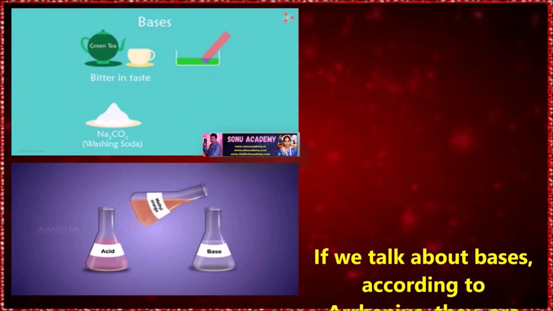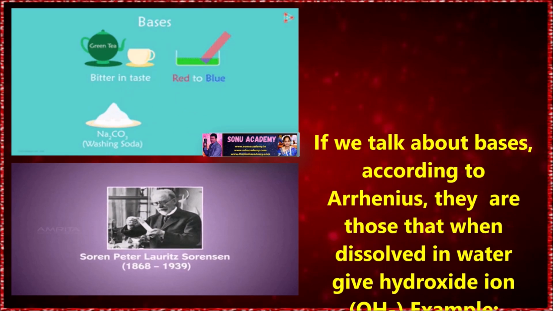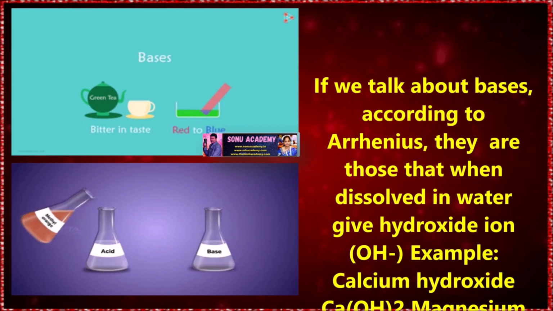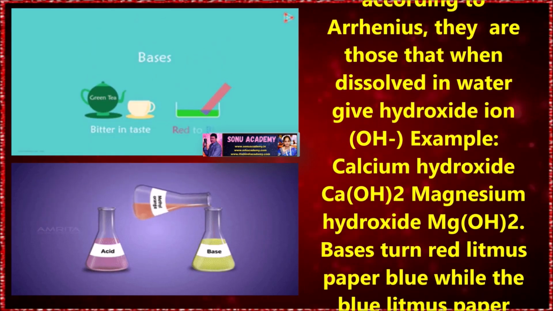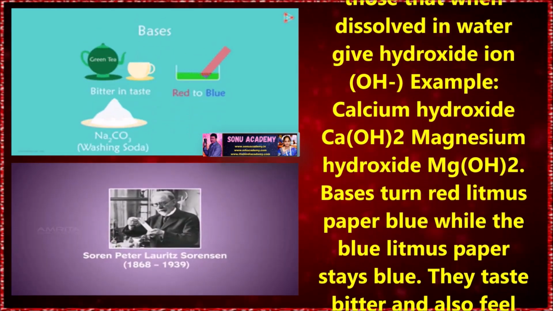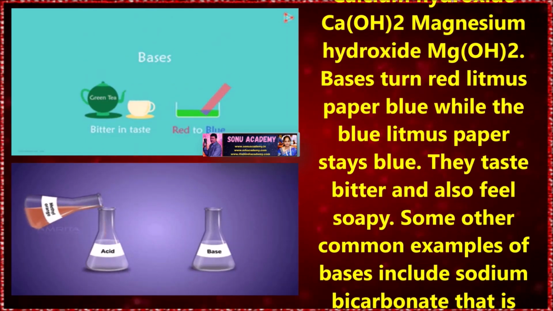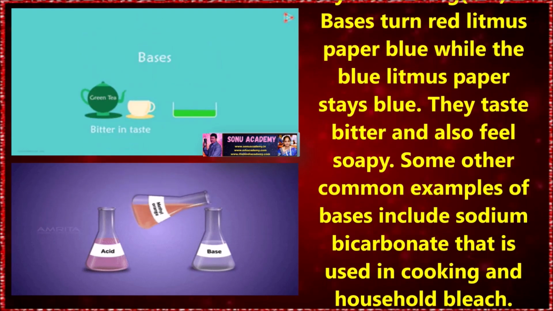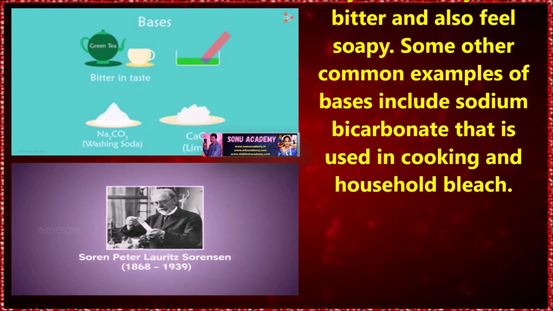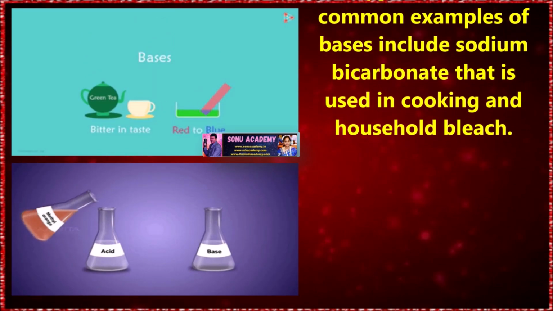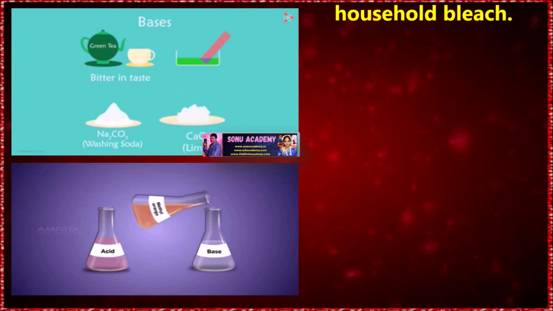Children, now let us discuss bases. If we talk about bases, according to Arrhenius, they are those that when dissolved in water give hydroxide ions. Calcium hydroxide and magnesium hydroxide are examples of bases. Bases turn red litmus paper blue while blue litmus paper stays blue. They taste bitter and also feel soapy. Some other common examples of bases include sodium bicarbonate that is used in cooking, and household bleach.